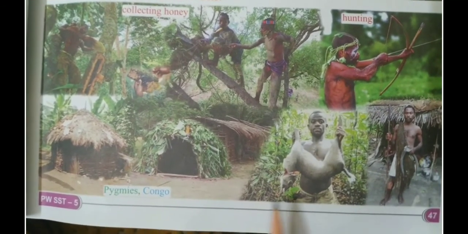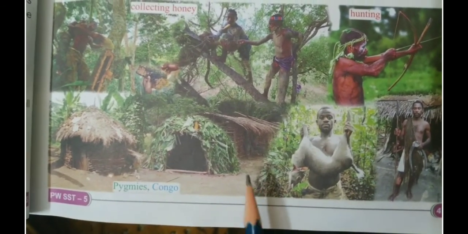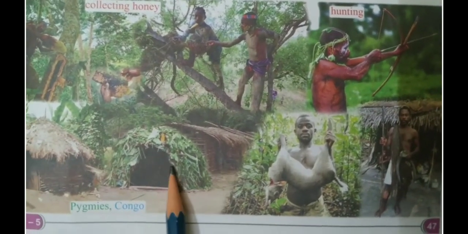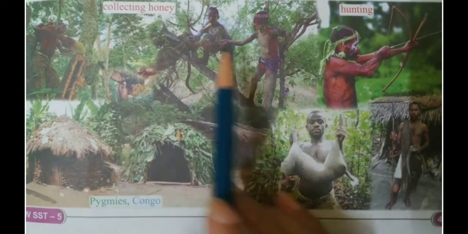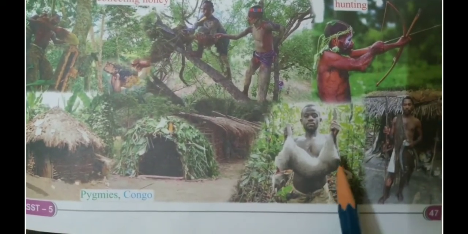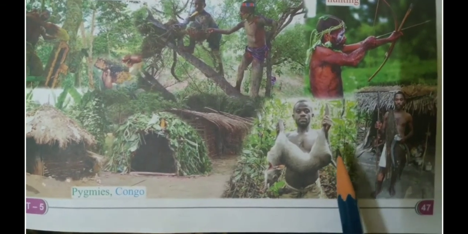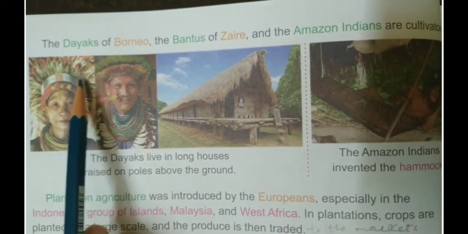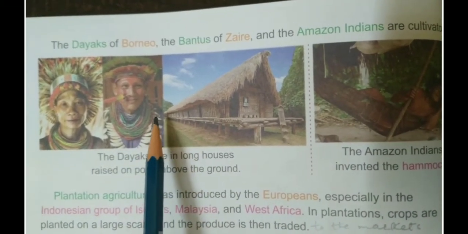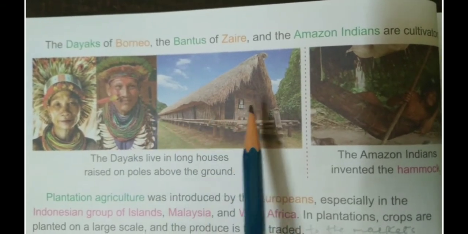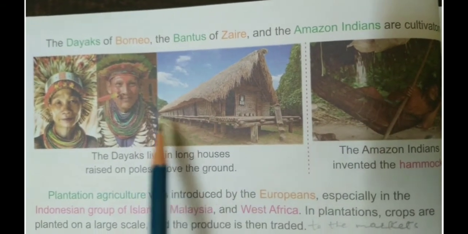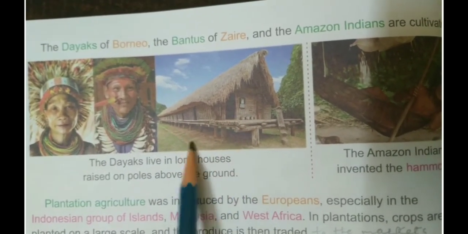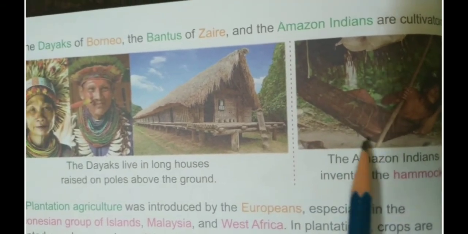In this picture you can see the pygmies of Congo. The pygmy tribals have constructed their huts, and some are collecting honey here and some are hunting, and you can see the animal hunted here. In this picture you can see the tribes, the Dayaks of Borneo, the Bantus of Zaire and the Amazon Indians, who are cultivators. The Dayaks live in long houses raised on poles above the ground. The Amazon Indians invented the hammock.